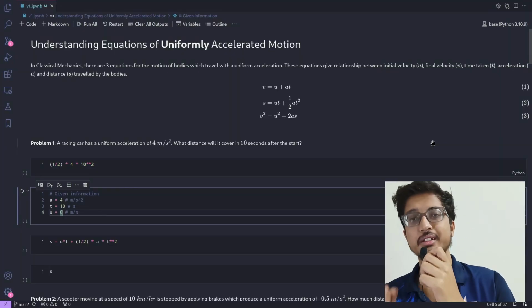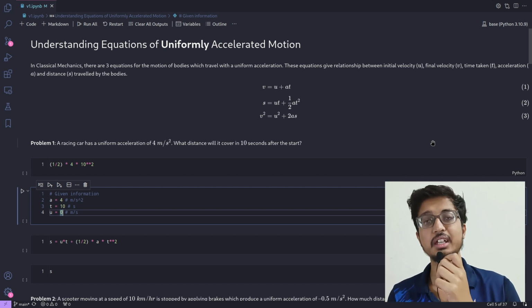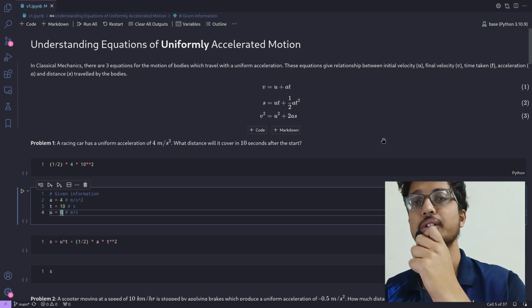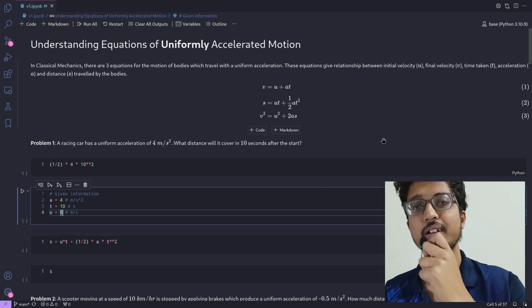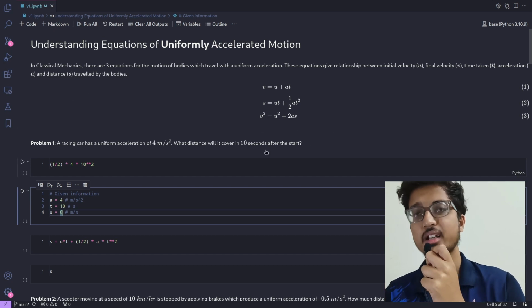Hello everyone. In today's video, we will try to understand the equations of uniformly accelerated motion using Python. Now, these three equations describe the motion of a body undergoing uniform acceleration, which means the velocity increases constantly with time. In these three equations, we have u as the initial velocity, v is the final velocity, a is the acceleration, t is the time, and s is the distance covered.